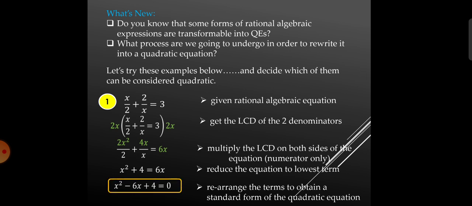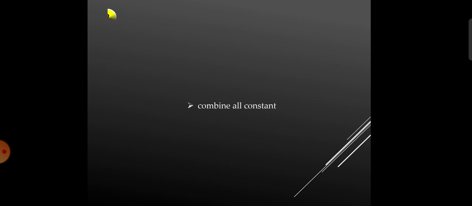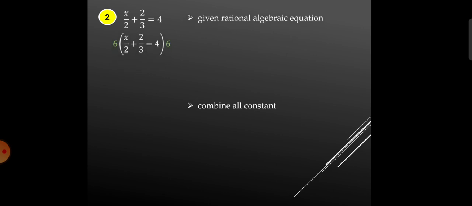Okay, understood. This is not yet our discussion, it is just a recall. Second example. The equation given is x over 2 plus 2 over 3 equals 4. That is the given rational algebraic equation. So again, we put parentheses around the whole equation. Inside the parentheses is x over 2 plus 2 over 3 equal to 4.